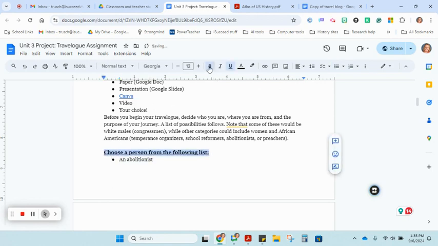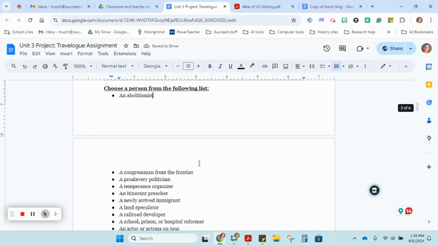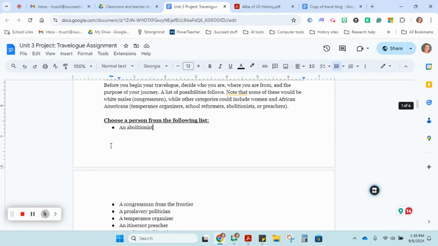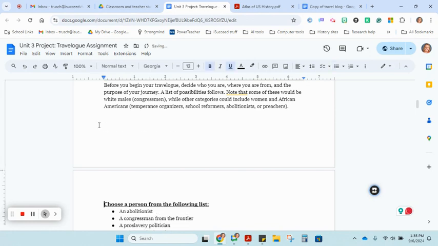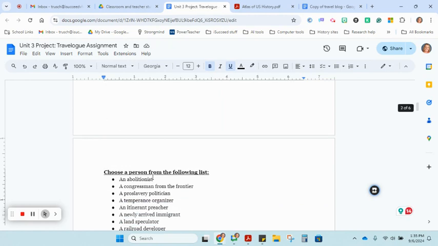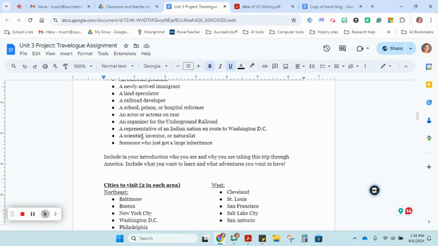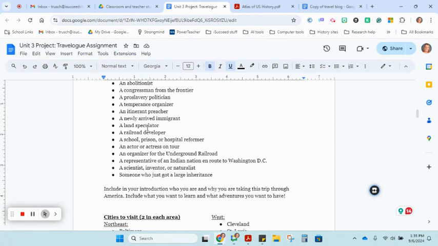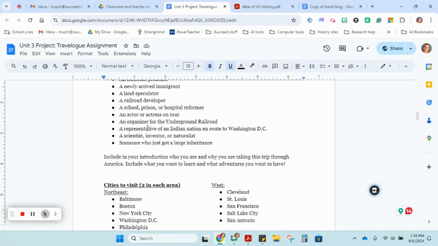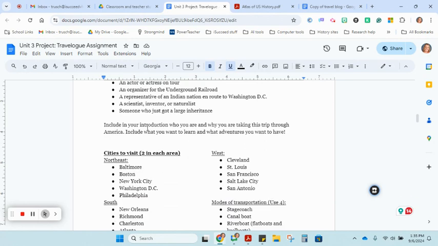The one that I get most often is an abolitionist going through the United States to try to persuade other people against slavery. Okay, so that one's kind of boring. But you're the author. You can do whatever you want to. Okay, so I have a lot of different things right here that you can choose from. Include in your introduction who you are and why you're taking the trip and what you want to learn and what adventures you want to have.